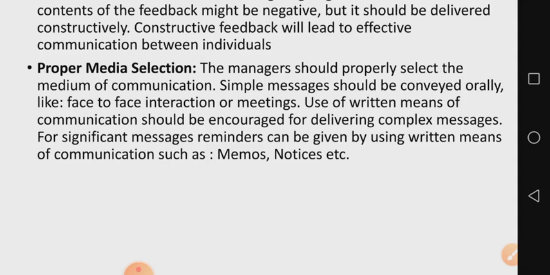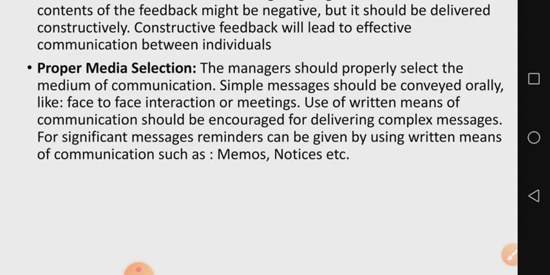Next measure that we can use is proper media selection. So if you remember, one of the constituent elements of the communication cycle was channel. So channel is the medium through which your message is conveyed. It could be a conventional letter or an email, SMS, a phone call, a face-to-face conversation, video conferencing, or a WhatsApp message, whatever. So choosing a proper channel is important.